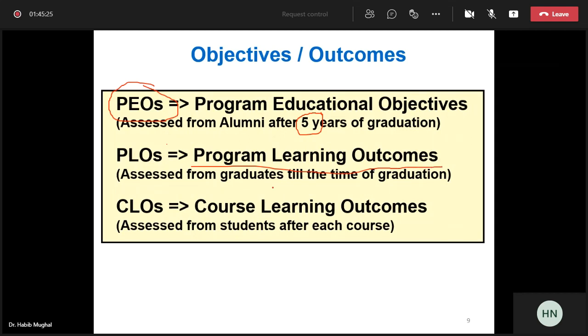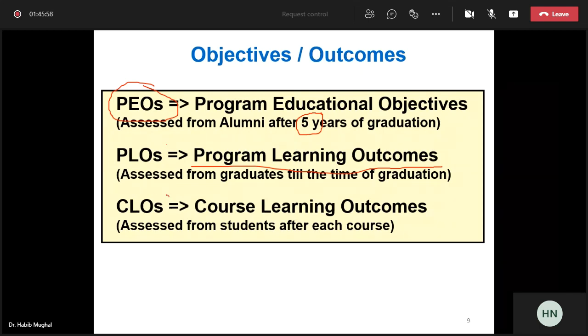Twelve. Yes, twelve. And what is meant by the program learning outcomes? These are the abilities, the traits, the attributes which a student can get by the time of graduation. As soon as he graduates, all those qualities should have come into him. How many are there? Twelve. And we assess on a semester basis. Every semester you have assessments, the PLOs.